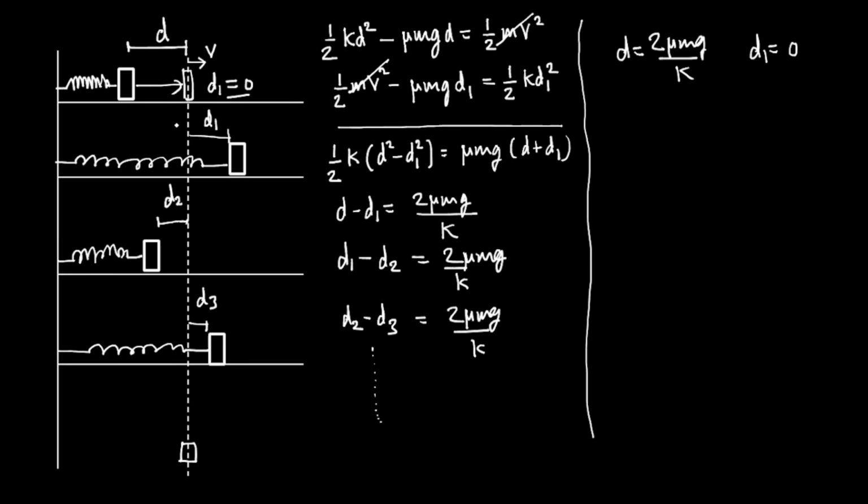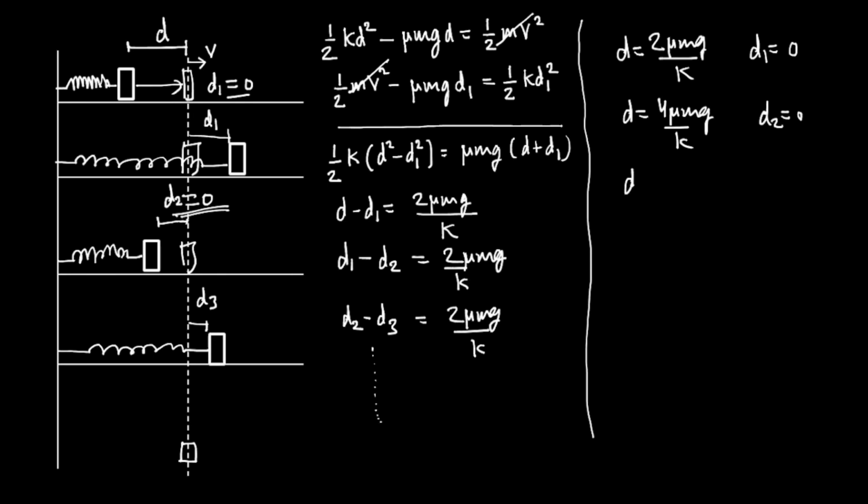Now the second condition: the block starts here, crosses the mean position, goes to the other extreme, and while returning back, it stops over here. That means it is not going further, so d2 is becoming 0 in the second condition. If you put d2 equal to 0, you see d1 is 2μmg upon k, and if you put this 2μmg upon k over here, then d becomes 4μmg upon k. d is 4μmg upon k when d2 is 0.